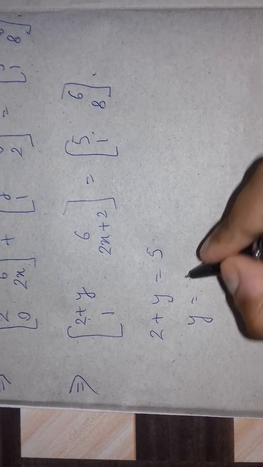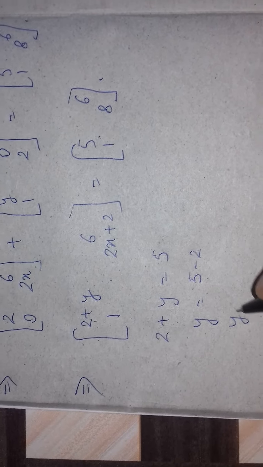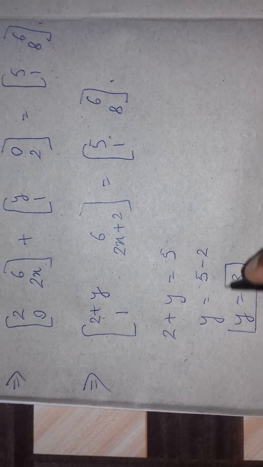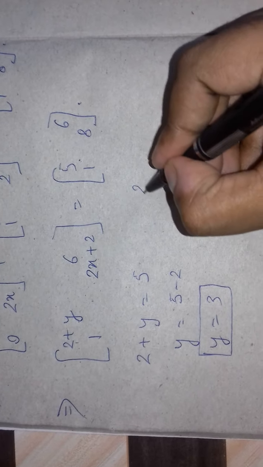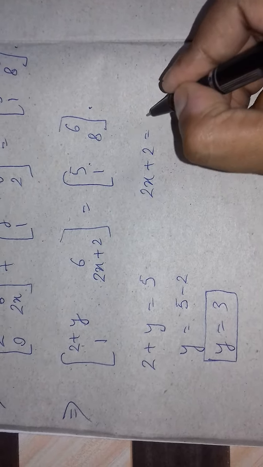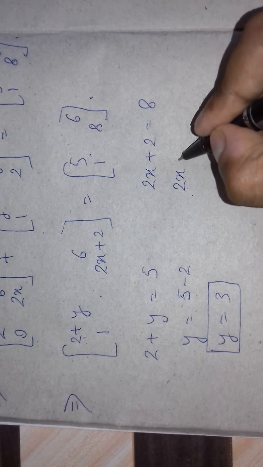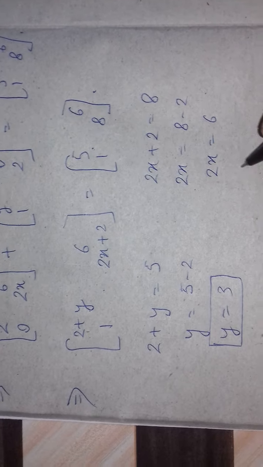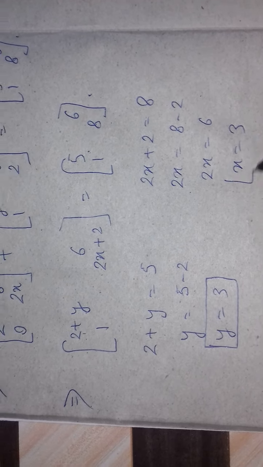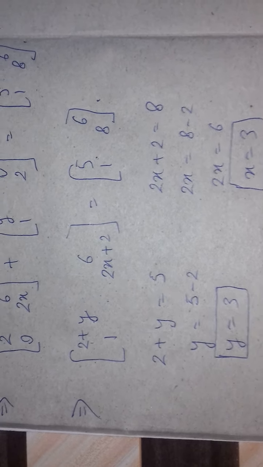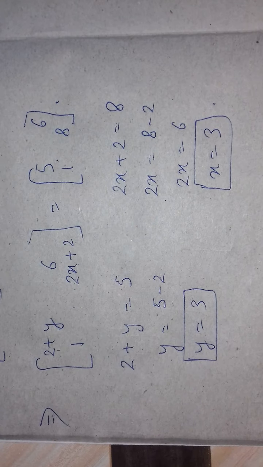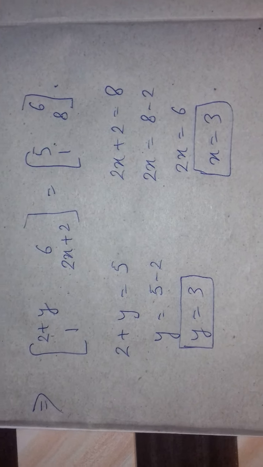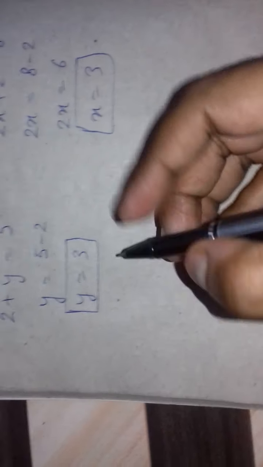So y will be 5 minus 2, then the y value will be 3. Now 2x plus 2 is equal to 8. So 2x will be 8 minus 2, that is 2x will be 6, then x is equal to 3. So now we have got our values of x and y respectively. We will see some more examples.